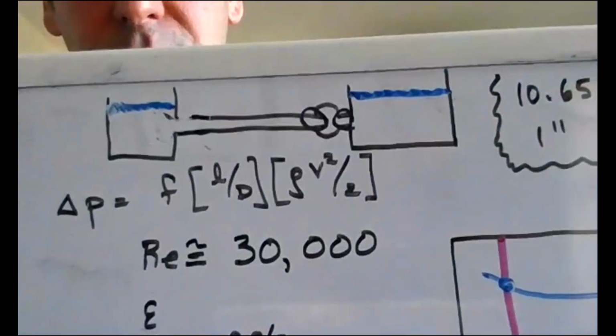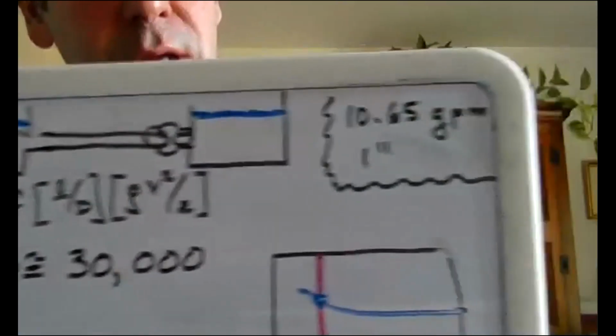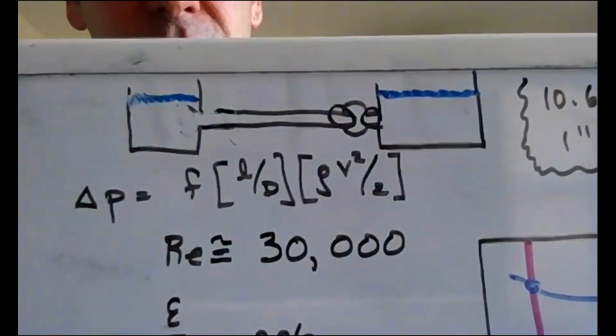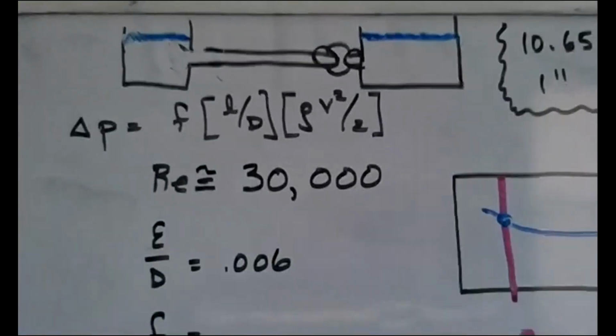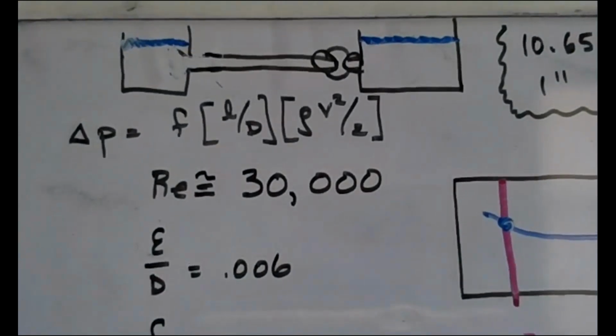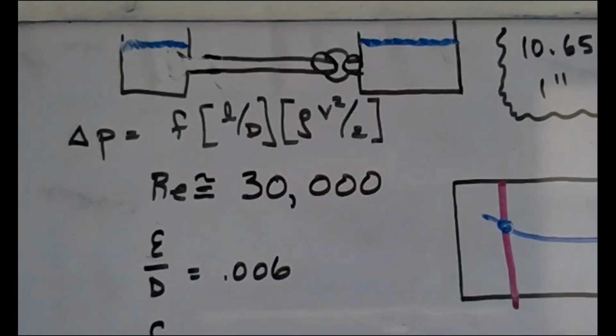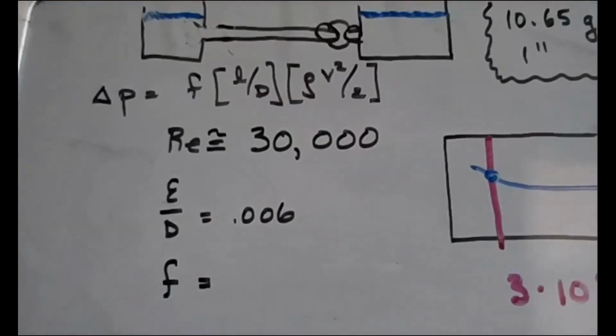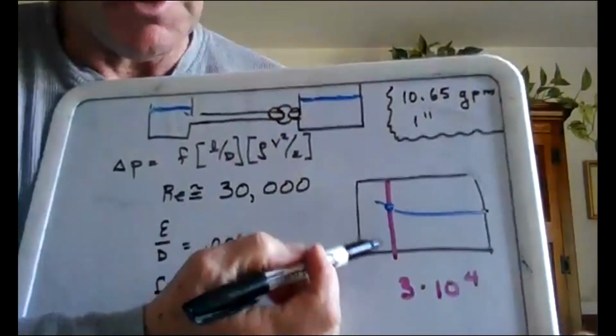All right, so some of the work, again, there's our situation. We're trying to pump water or get water to move from one place to the next. 10.65 GPM, 1-inch pipe, governing relationship. Now, that's pretty rough, but as far as reading the Moody chart, that's not bad. So the two bits of information we need to read the Moody chart are the Reynolds number and the relative roughness. So first of all, you get your Reynolds number line.